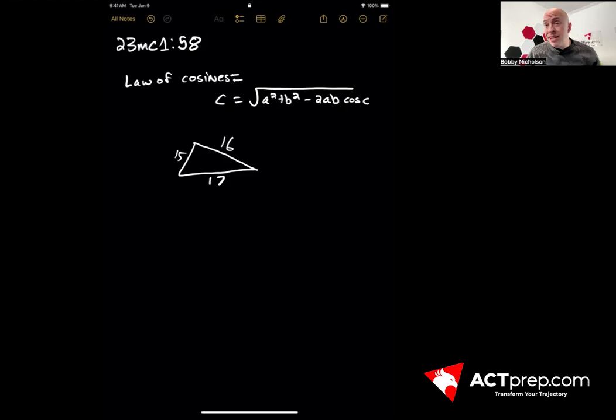So, I highly recommend, even if you have no experience with law of cosines or trigonometry in general, it doesn't matter. You don't need to be able to get these questions correct on the ACT, but you do need to have this formula memorized and know how to use it. So, step one is going to be memorizing it.